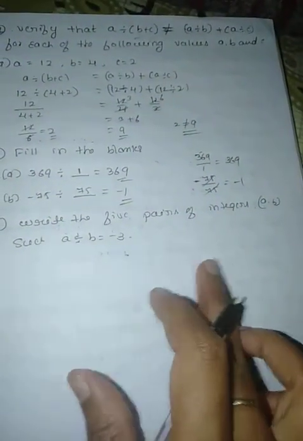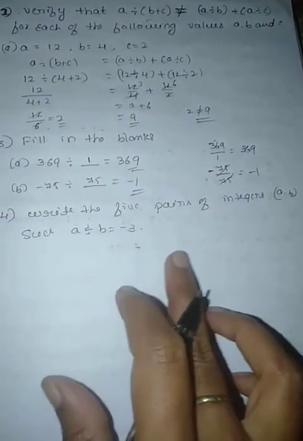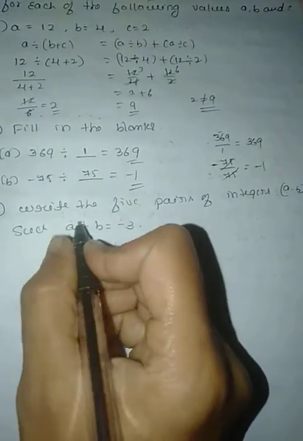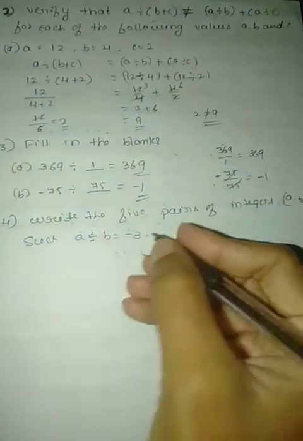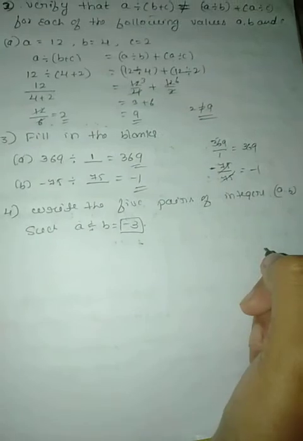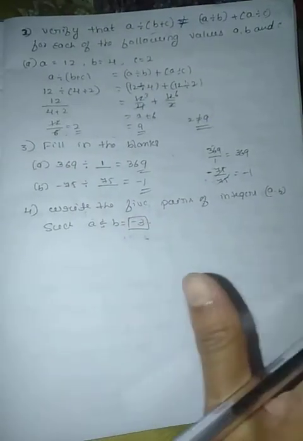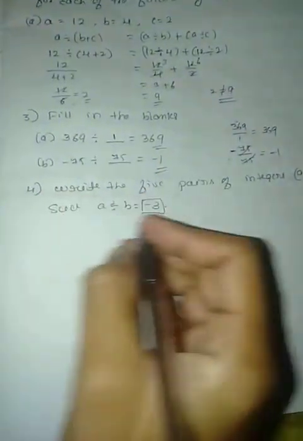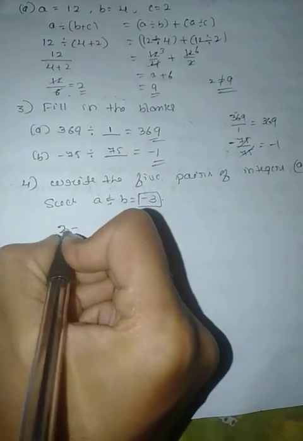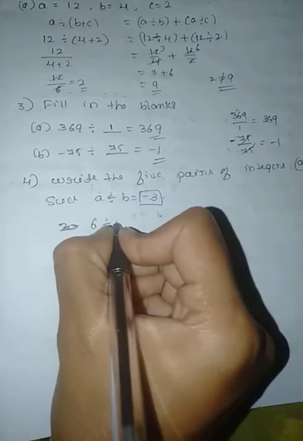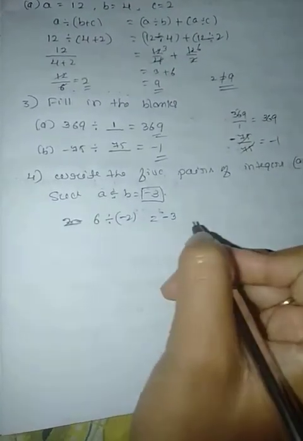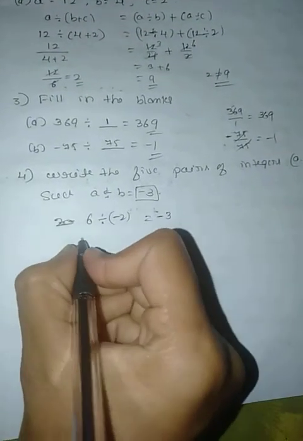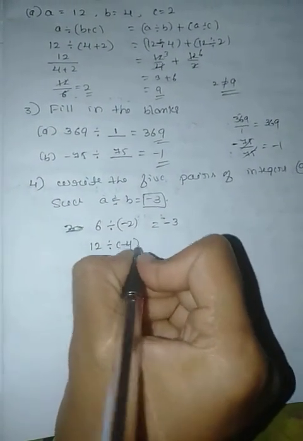The next one: write 5 pairs of integers such that a divided by b is minus 3. Pair means 2 integers. We divide the 2 integers and the quotient must be minus 3. We have to write 5 pairs. First, I write 6 divided by minus 2. Here minus is there, minus 2 threes are 6. This is one pair. The next pair is 12 divided by minus 4.